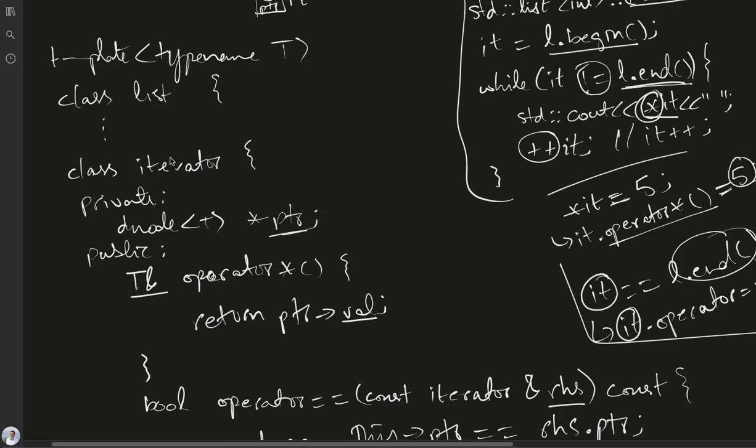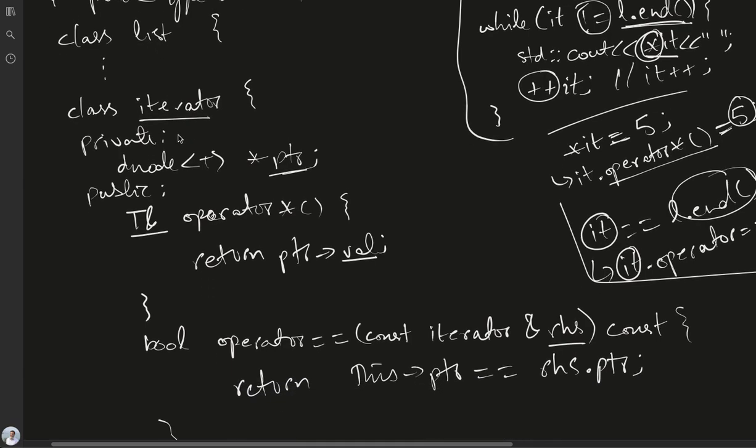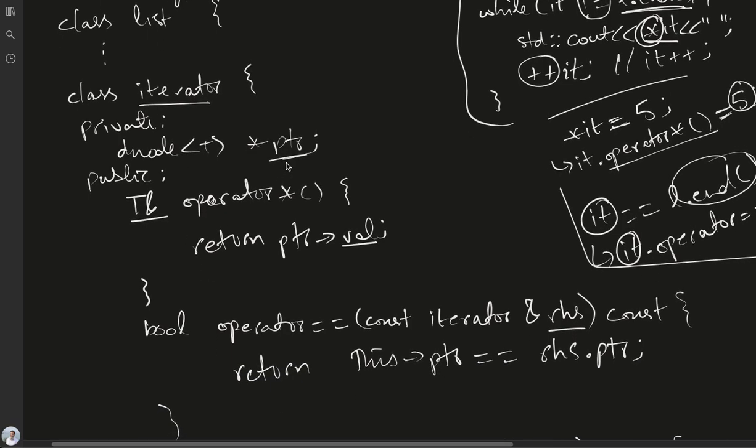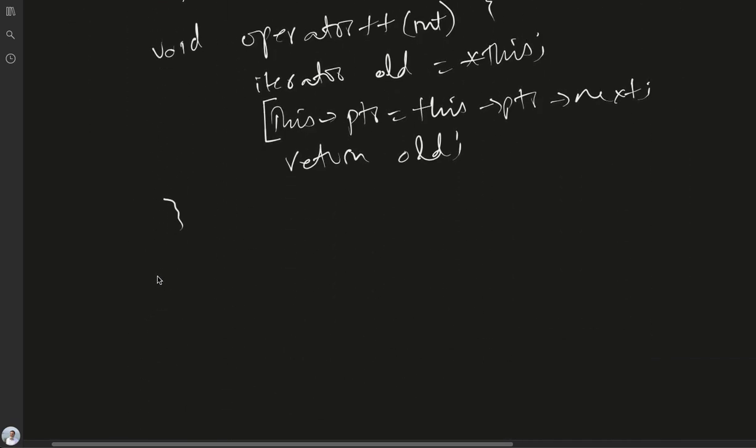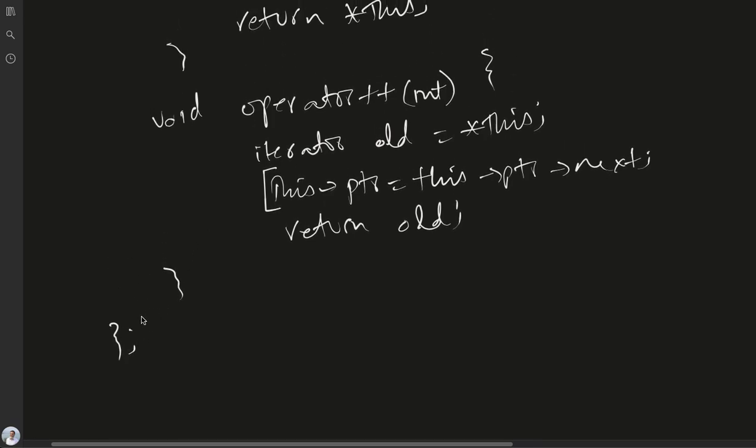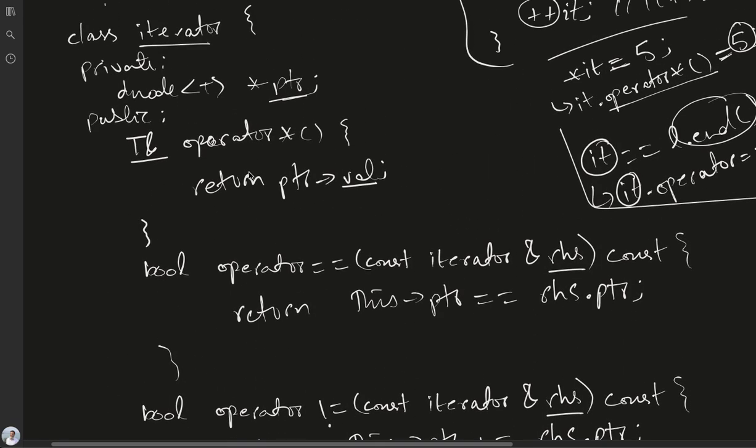Just to review it, the iterator class should be a nested class of the abstract data type class, which is list in this case. It contains a pointer which contains the address of a node, and then we implement the functions. And here we close the iterator class. Let's see if we are accessing something from the list.